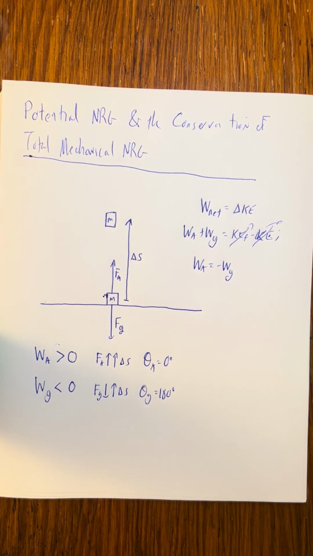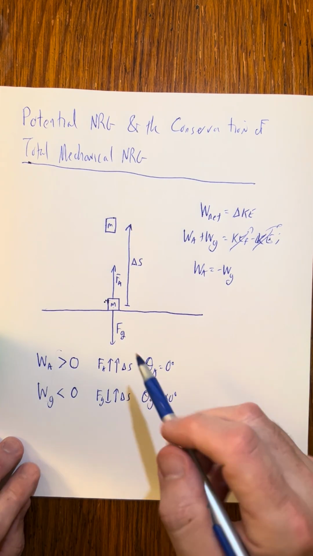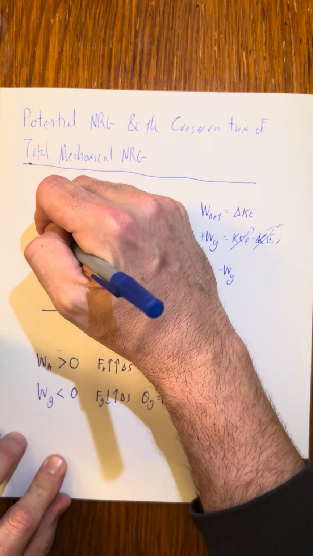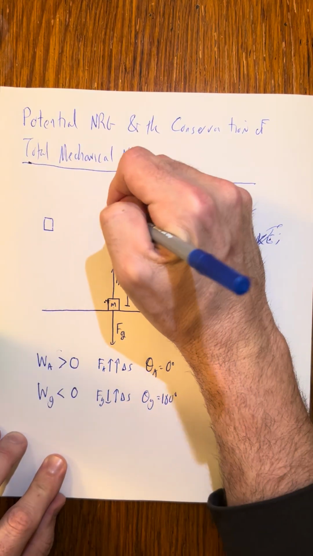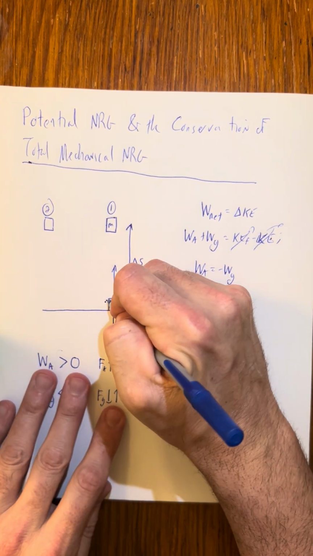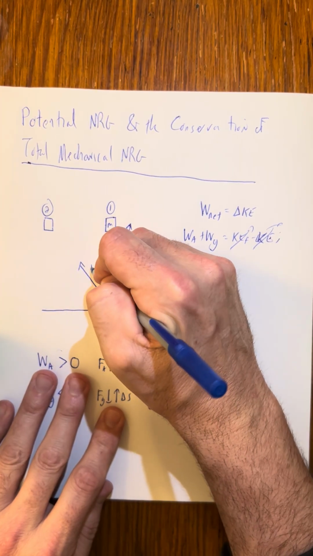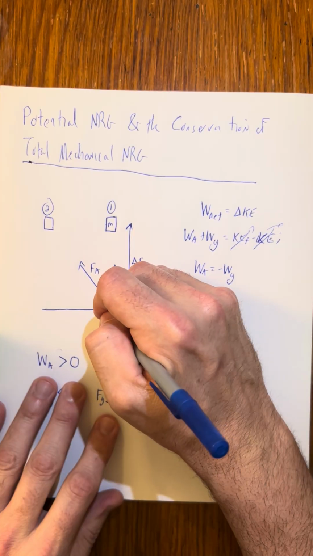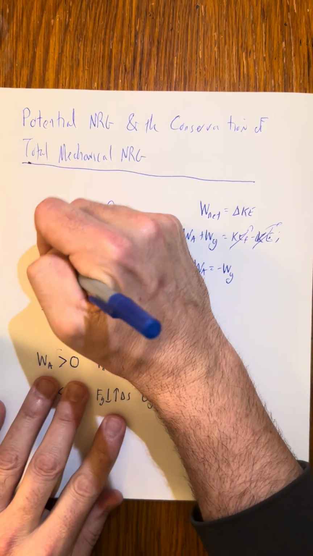Now, here's where it starts to get interesting. Rather than me bringing the object to here, now I'm going to bring the object here. So this was position 1, this is position 2. Okay? Notice now my applied force would have to go here at this angle, so this is gone now, right? And my displacement could be like this.